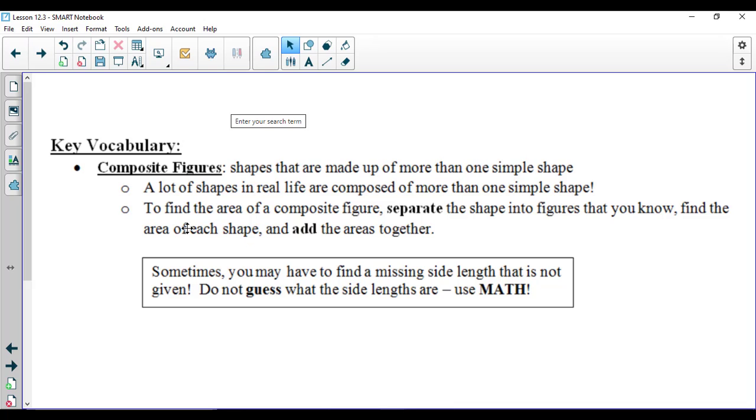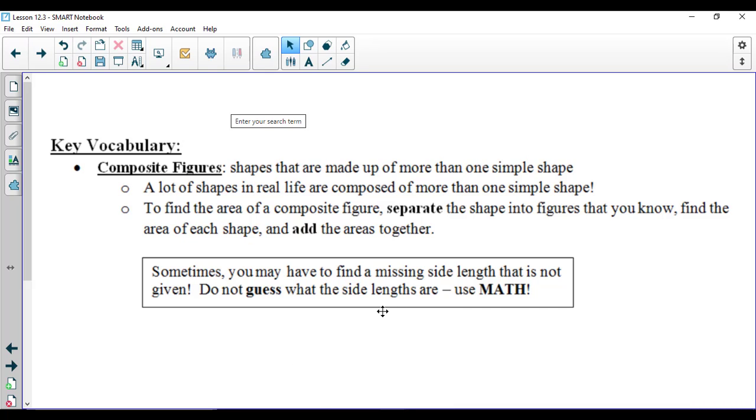To find the area of a composite shape, first separate the shape into figures that you know how to find the area of. Find the area of each shape and then add these areas together. This is going to be a little bit different when we talk about the perimeter of composite figures, since you wouldn't separate it and then find the perimeter of each shape. But for the area, since we're looking at the space inside, separate it into shapes, and sometimes there's multiple ways to do that. And then from there, find the area of each shape and add those together.